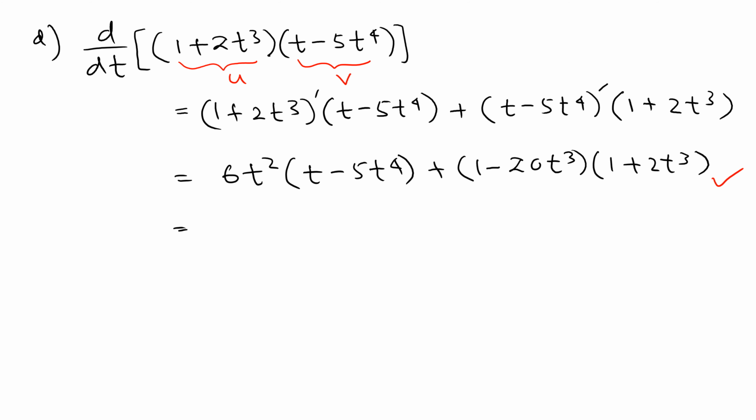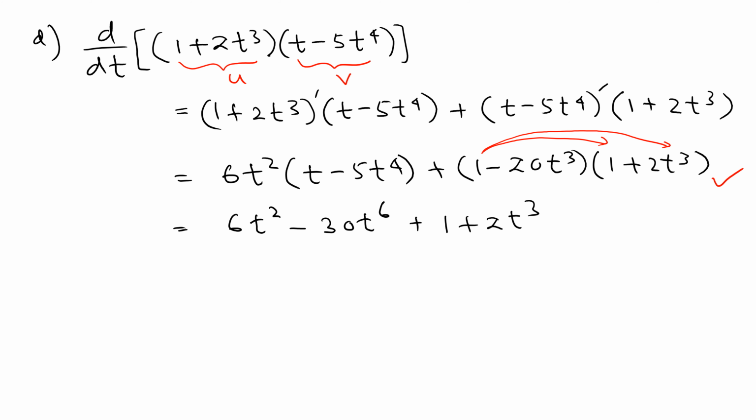So now the algebra part. Let's multiply through, so you're going to get 6t squared minus 30t to the 6th power plus, again, if you multiply the first term with all the other terms, you're going to get 1 plus 2t cubed, and then pick the other term and multiply those two. This is the easy way, you just draw two arrows and multiply them. So it is negative 20t cubed minus 40t to the 6th power.